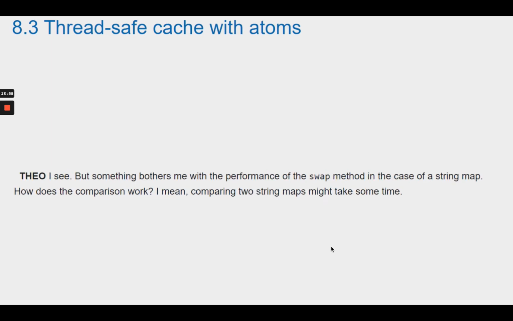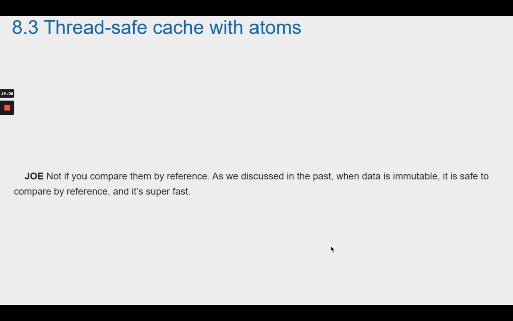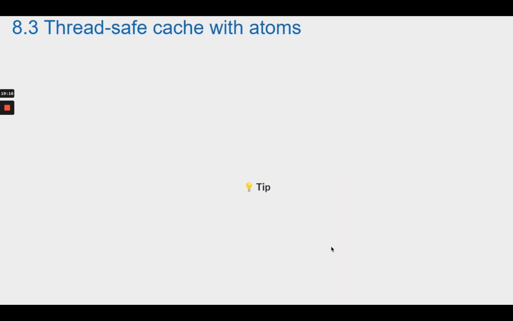Theo, I see, but something bothers me with the performance of the swap method in the case of a string map. How does the comparison work? I mean, comparing two string maps might take some time. Joe, not if you compare them by reference. As we discussed in the past, when data is immutable, it is safe to compare by reference, and it's super fast. Tip: when data is immutable, it is safe and fast to compare it by reference. Theo, cool. So atoms play well with immutable data.